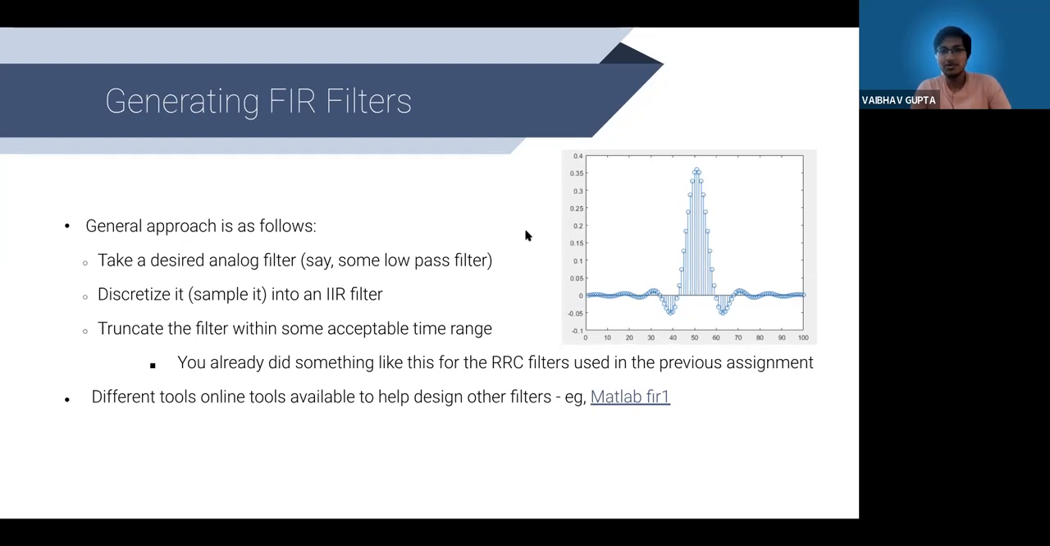You might have noticed that you already did something like this for the root raised cosine filters in the previous assignment, where you fed in the span and the symbols per second or samples per second rate into your MATLAB function, and you would have seen that it generated a digital filter with a finite impulse response because you truncated it or cut it off beyond a point.